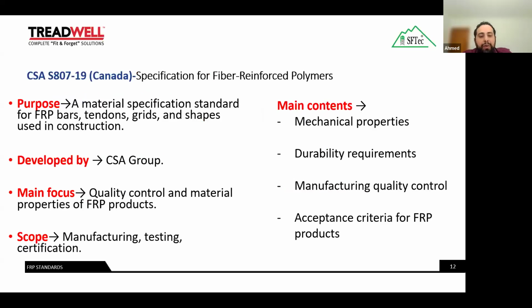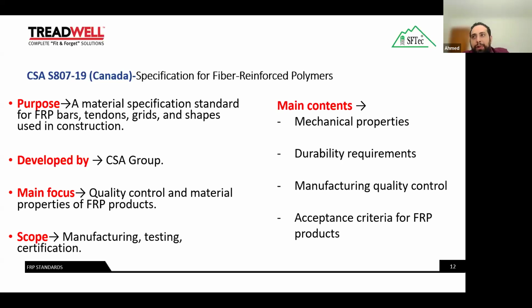Firstly, we will start with CSA S807, a Canadian specification for fiber reinforced polymers used in construction and certification of materials. The main focus of this standard is material characterization and quality control. That means how we can test the bars, and how many lots we need to test to qualify and certify these bars, because if we take a look at CSA S807, we will see separate clauses for manufacturers on how to certify their bars per lot, per bar size, per each diameter and everything.